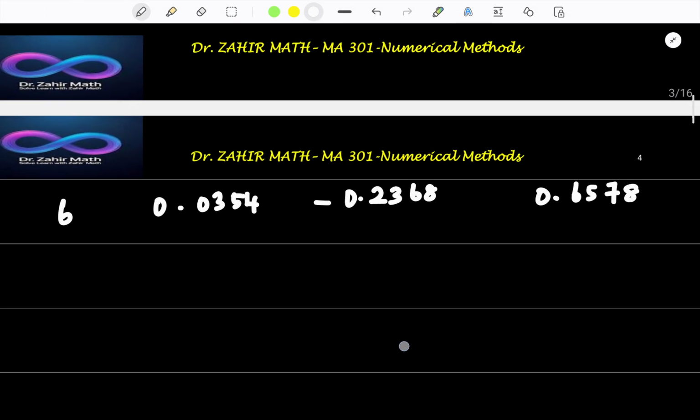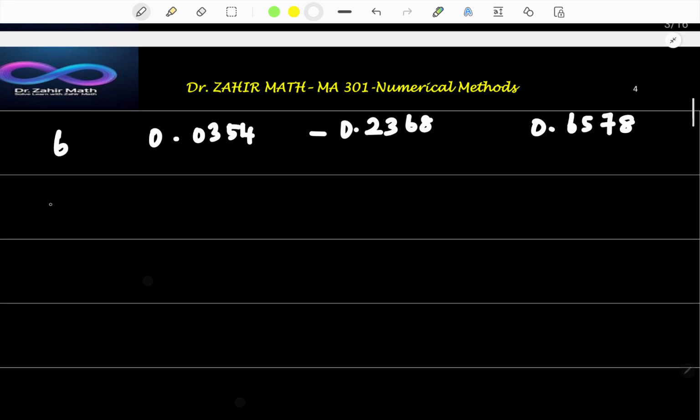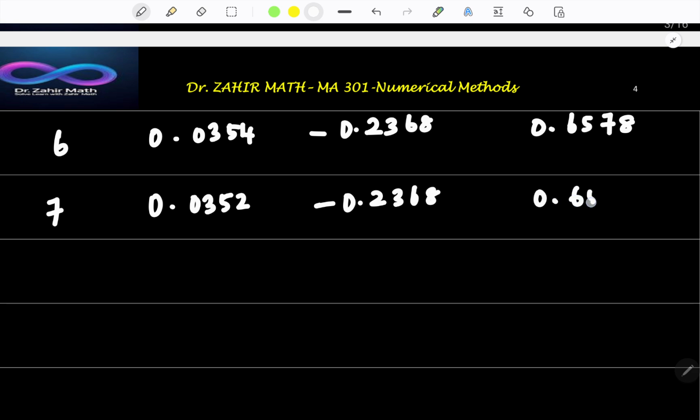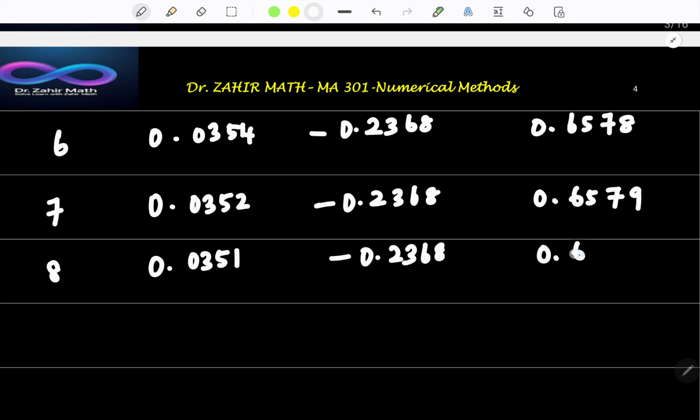Okay. So 0.0351 you have to reach. Okay. Keep in your mind. Let's go for the next iteration, number 7. Press equal: 0.0352 and negative 0.2368 and 0.6579. This is the 7th iteration. Next, again press equal, B question mark, press equal, C question mark, press equal. I'll get 0.0351 and negative 0.2368 and 0.6579. These two values are matching, but this one is not matching.